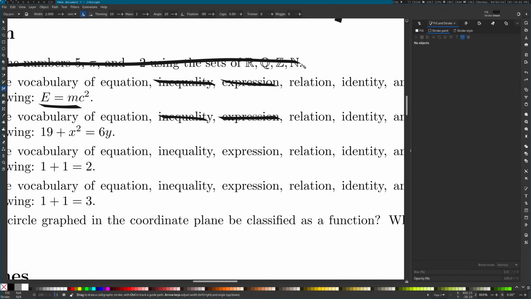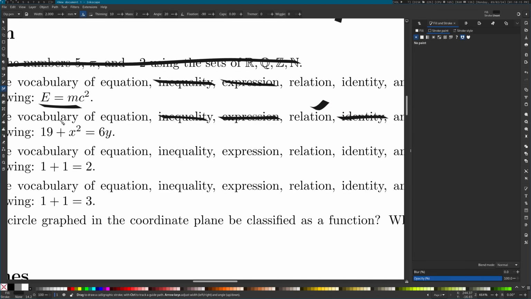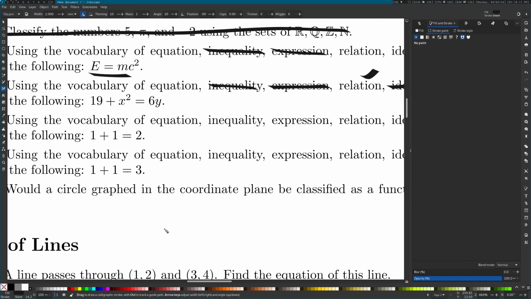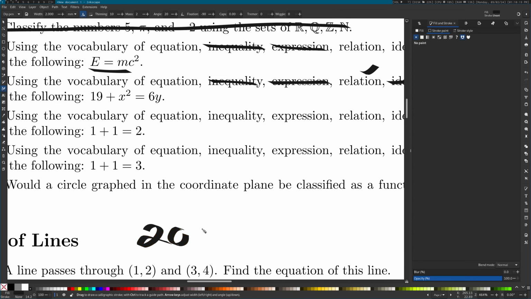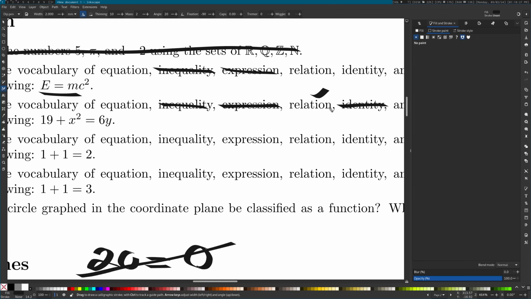Relation. I guess you could argue yes, because it does create a relationship between x and y. So I'm gonna say it is. Identity. No, this is not an identity because, let's say x is equal to 1. That's gonna be 20 is equal to, let's just say y is 0. 20 equals 0. That's not true. So it can't be an identity because there's ways to make it false.